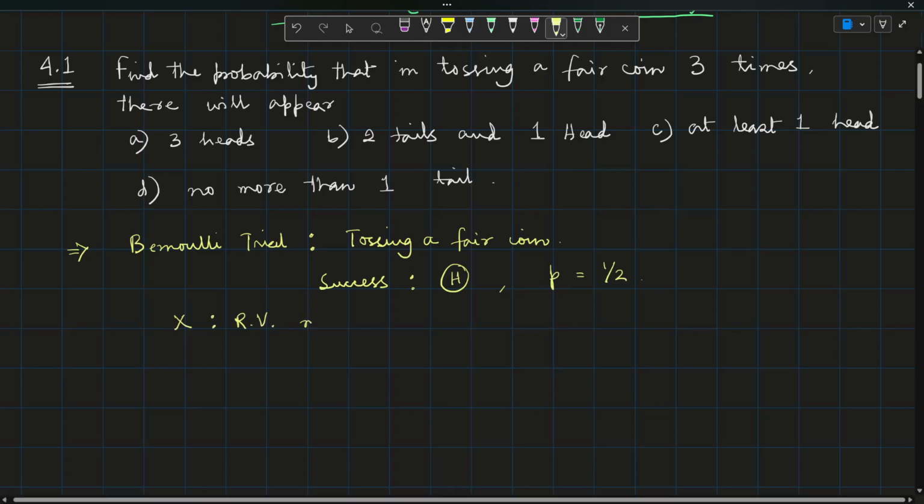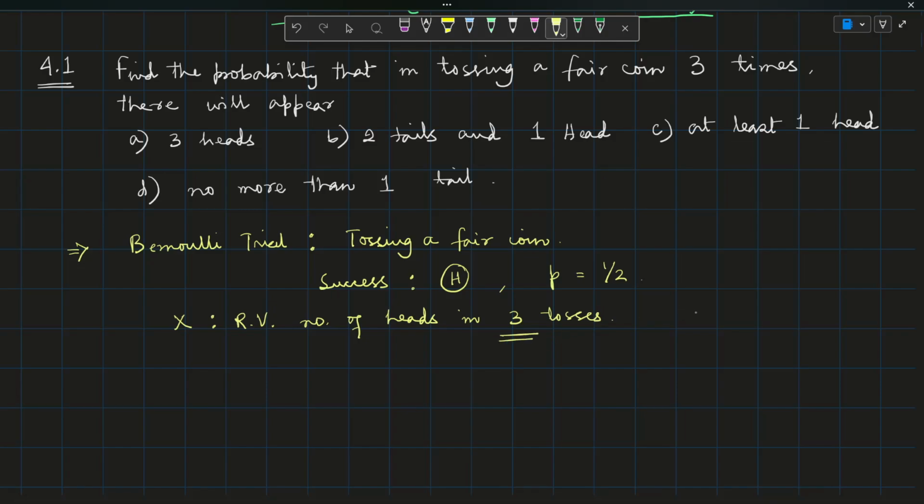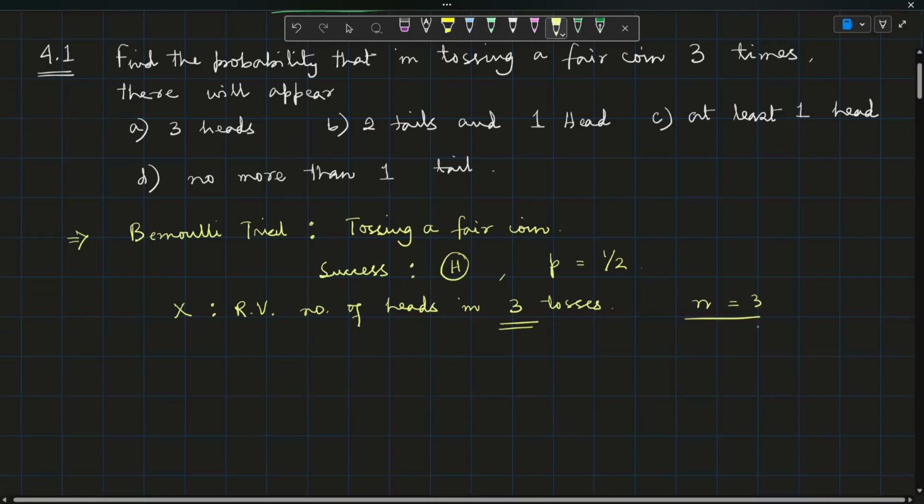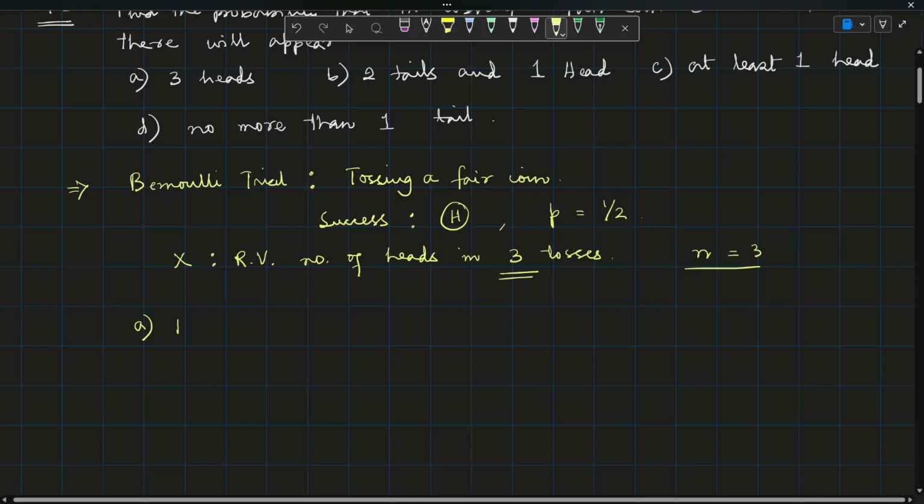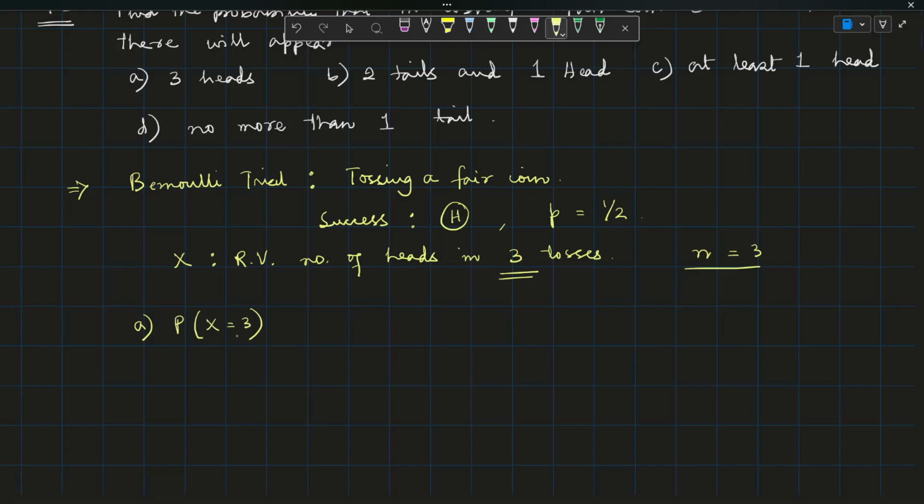So we define random variable x, which is the number of heads in 3 tosses. So in this case, n equals 3, the total number of tosses. A is the probability of x equals 3. We will get 3 heads. So we are just simply putting the values in the formula: 3C3, half to the power 3 and half to the power 0. By calculation, we will have 1 by 8.